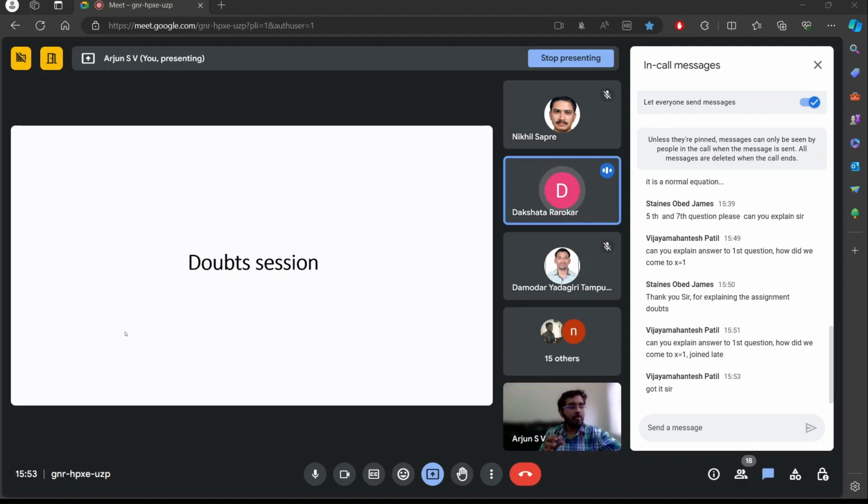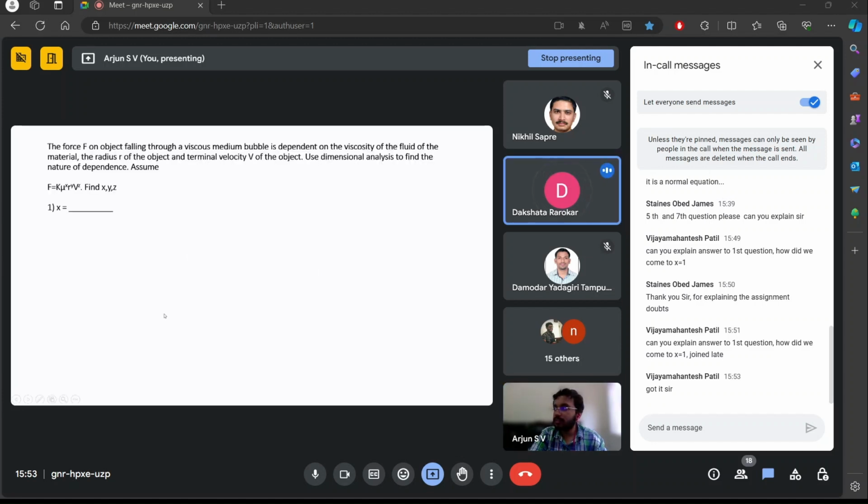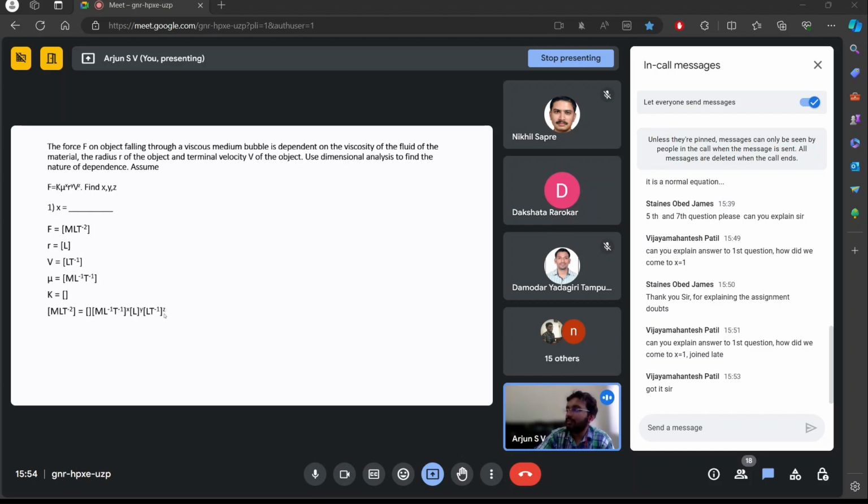Sir, explain the last question. Sorry, which one? The first question. Yes. We are just doing dimensional analysis. We use the dimensions of each of the physical quantities, and first we get all the dimensional quantities of F, r, v, and k. Since k is a constant, it will not have any dimensions. Then we equate the dimensions of the quantities on the left hand side and the right hand side. Ultimately we add all the dimensions from the right hand side, and when we equate, we will get x as 1, y as 1, and z as 1.